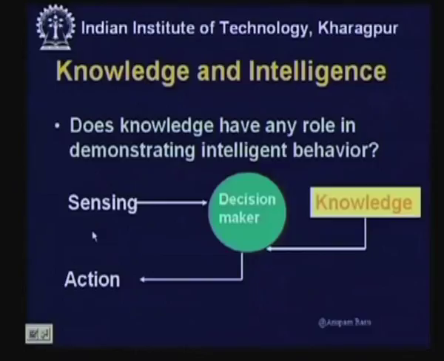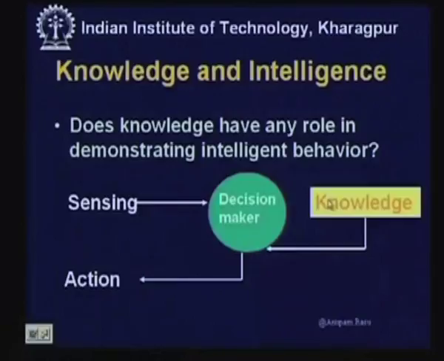So, we can see from here that knowledge certainly has a role in demonstrating intelligent behavior, because if we cut this part off, then we will be able to sense, but we will not be able to say what to do. We would not be able to act properly. The fact that we act properly tells us that we have knowledge in some form which tells us how to act given a particular scenario in the environment. So, that is the basic background of knowledge and intelligence.